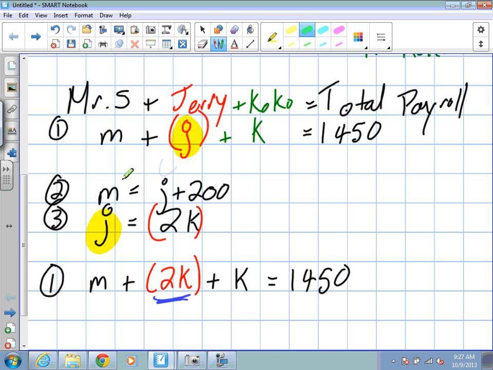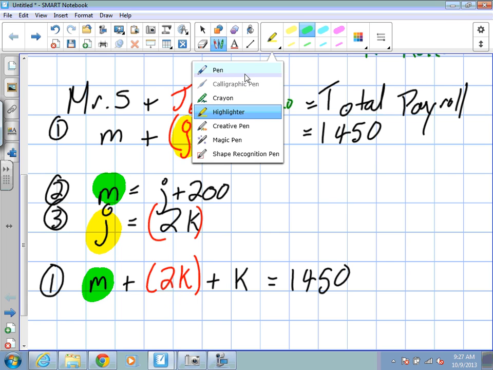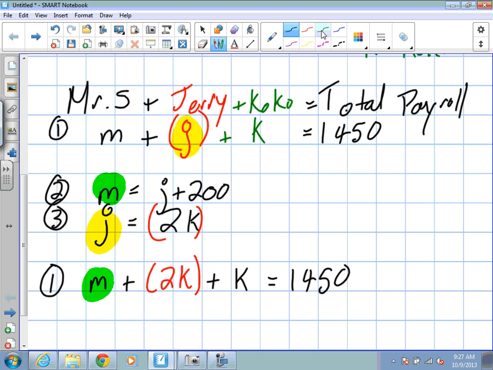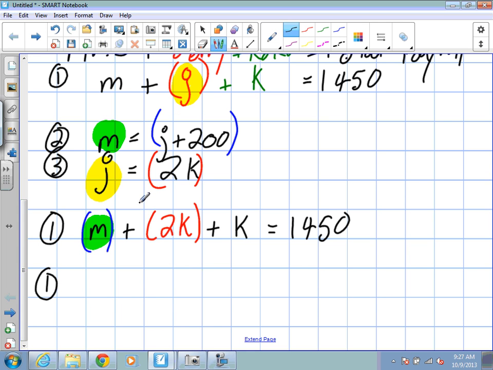We're going to replace the M in this equation with what M is equal to in our so-called equation 2. Now we'll put it in blue brackets, okay? So this M is going to be replaced with J plus 200. So still equation 1 again, but this time we replace the letter M with J plus 200 plus 2K plus K equals 1,450. Great.